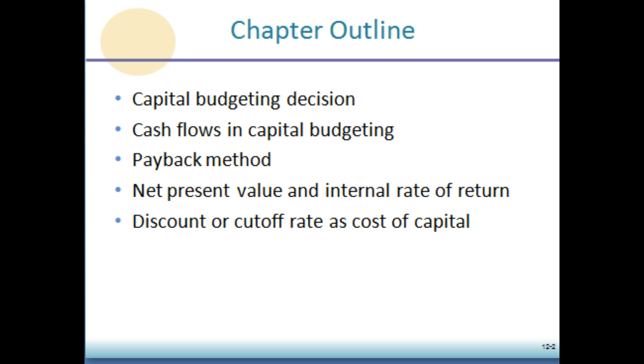The chapter outline considers that a capital budgeting decision represents a long-term investment decision; that cash flow rather than earnings is used in the capital budgeting decision; that the payback method considers the importance of liquidity but fails to consider the time value of money; that the net present value and the internal rate of return are generally the preferred methods of capital budgeting analysis; and that the discount or cutoff rate is normally the cost of capital.